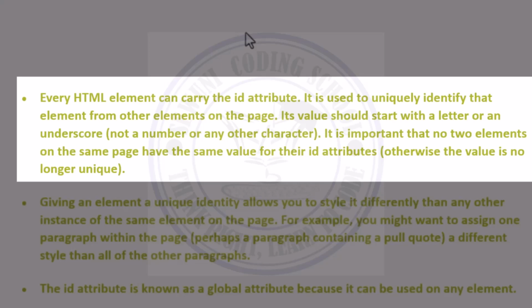Unlike headings where we have H1, H2, H3, in paragraphs they all have the P element. But you can use the ID attribute within the opening tag to differentiate between each of the paragraphs. Each value should start with a letter or an underscore.